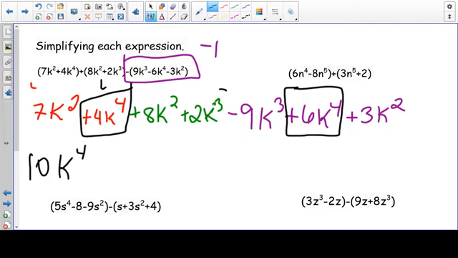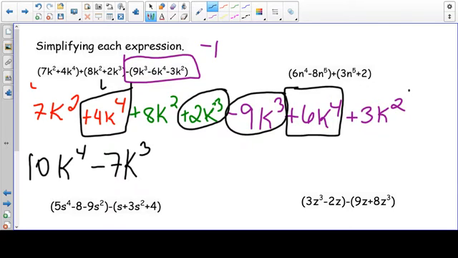Next, I'm going to look for 3's. So I have 2k to the third, and I have -9k to the third. In this case, I have 2 minus 9, which gives me a negative 7. So it's negative 7k to the third. And then lastly, I look at all my squared terms. So I have 7, 8, and 3. All those are going to be positive, so let's add them all together. 7 plus 8 gives me 15, plus 3 more gives me 18.